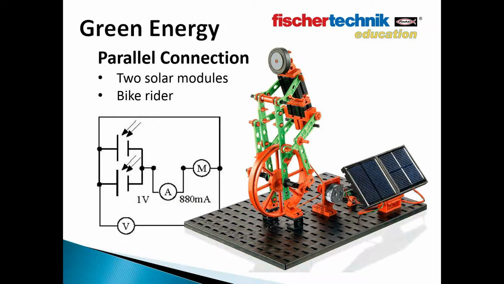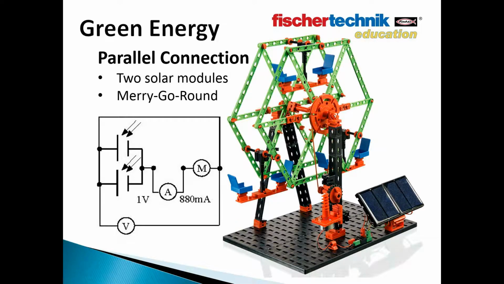In the next group of experiments, a second solar panel is added to begin work with a parallel connection, where more current is produced at the same voltage. The models of a bike rider simulation and a merry-go-round share a similar mechanical setup. Both utilize a belt drive, although the merry-go-round also incorporates a worm gear, which results in a slower motion.